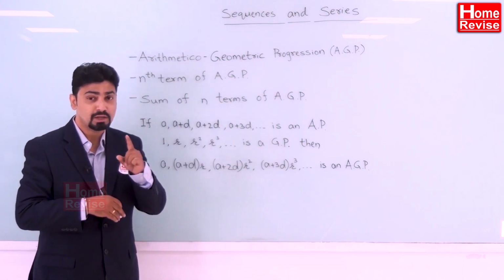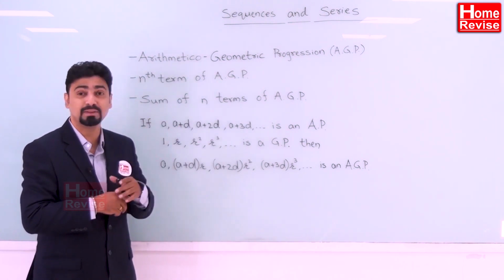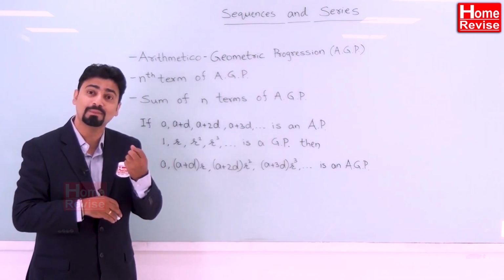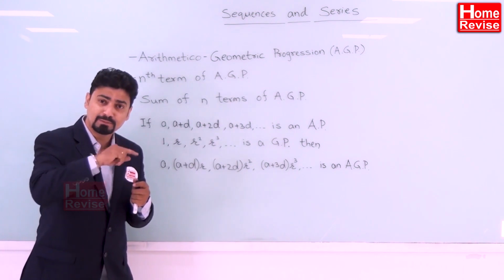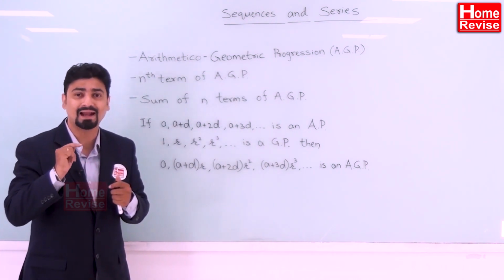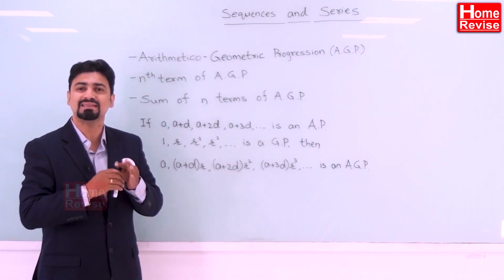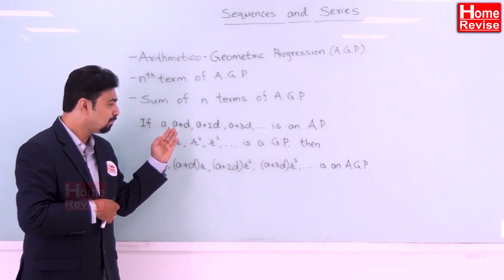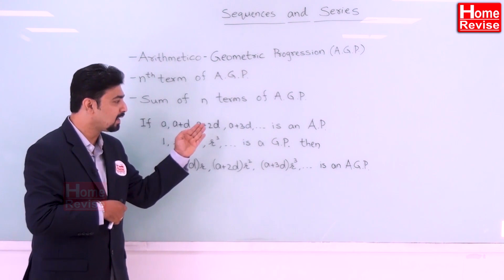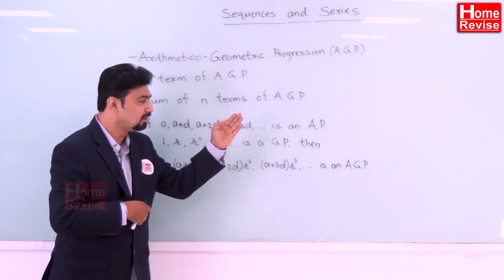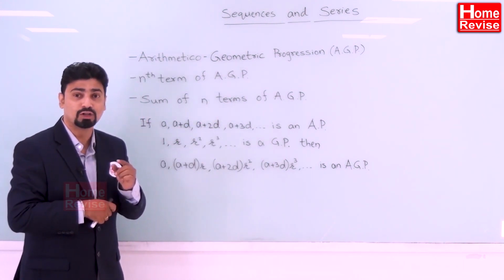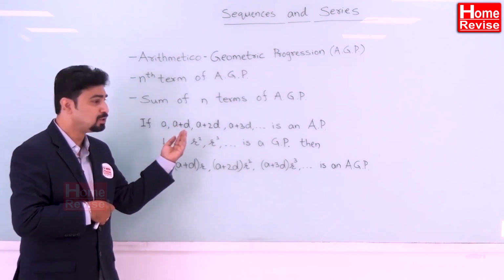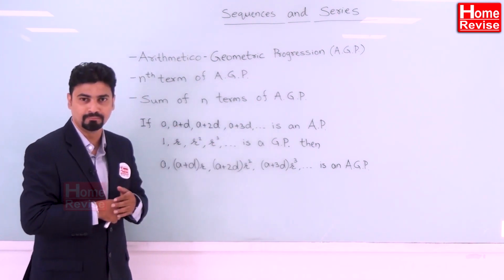So students, remember very well, the terms of AGP are not by their own. They are obtained by multiplying corresponding terms of an AP and a GP. So let us assume an AP. So let A, A plus D, A plus 2D and A plus 3D be a given AP. Correct? We already know how this AP is formed. There is a first term and there is a common difference which we add to every term.